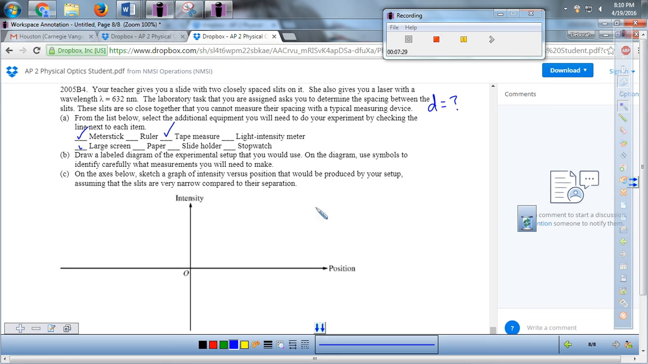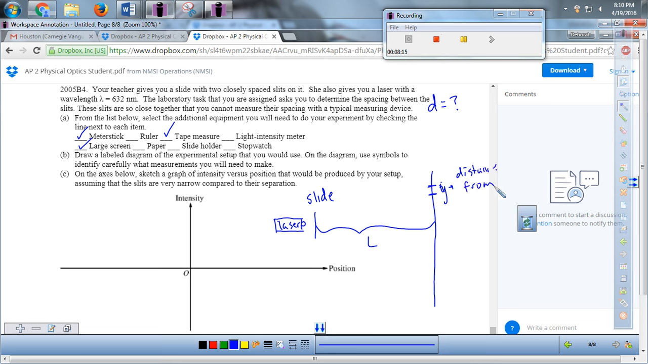Draw a labeled diagram of the experimental setup that you would use. Okay, so I said, well, that's the line I'm interested in. Here's my slide over here. Here's my laser out here. And I can't draw a laser, so I'm going to pretend that's a laser. All right, I'm going to call this distance from here to here L. And then I'm going to say that there's a maximum here, and I'm going to call that my Y value. And that's the distance from maximum to maximum.